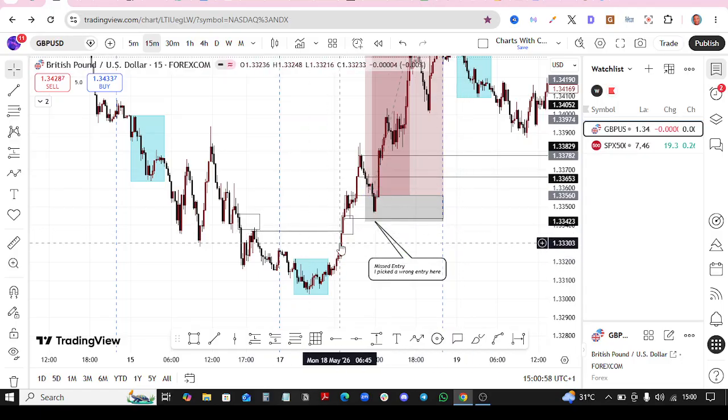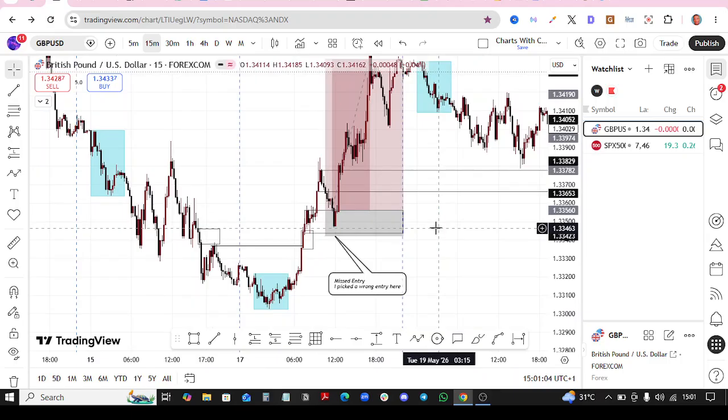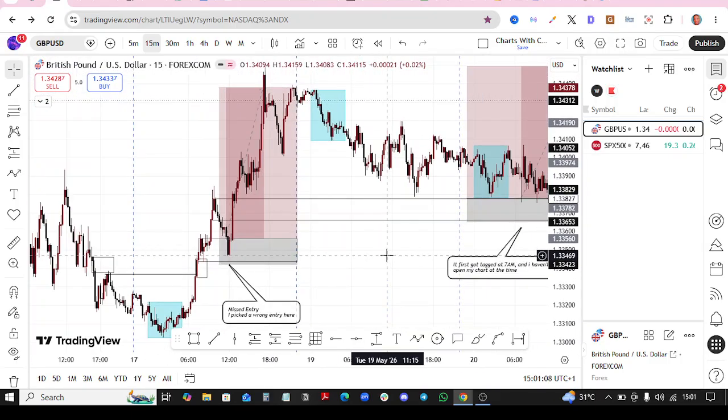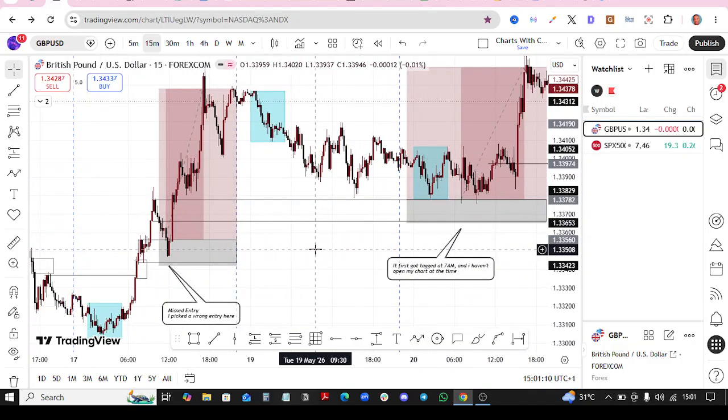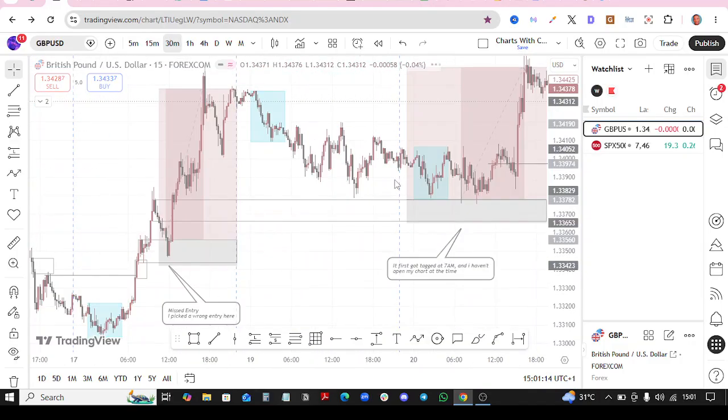This was my POI. So probably in the future, price can come back to this POI and have a short term buy or something like that. So that was that trade. That was how I missed it. Then this trade, this was a breaker block. This is a 30 minutes breaker block. Let me see if I can get it.